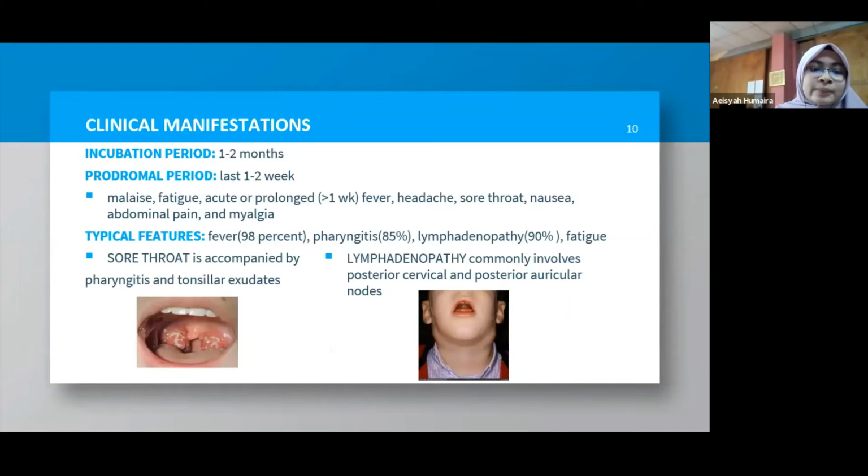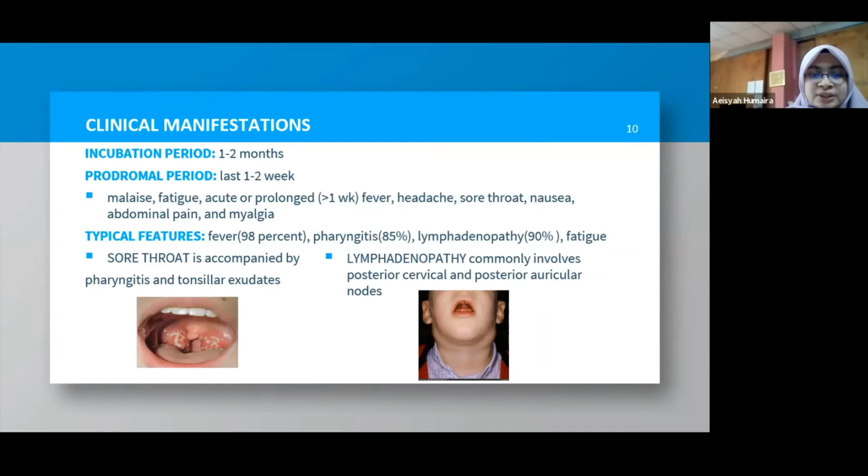So for the clinical manifestation, the incubation period is about 1 to 2 months. The prodromal period lasts for 1 to 2 weeks, and the patient complains of malaise, fatigue, acute or prolonged fever of more than 1 week, headache, sore throat, nausea without vomiting which is very common, abdominal pain, and myalgia. Myalgia is not very common.